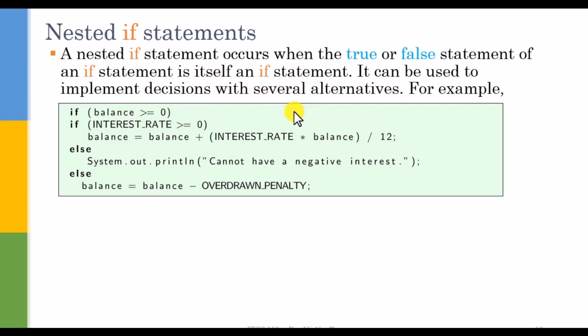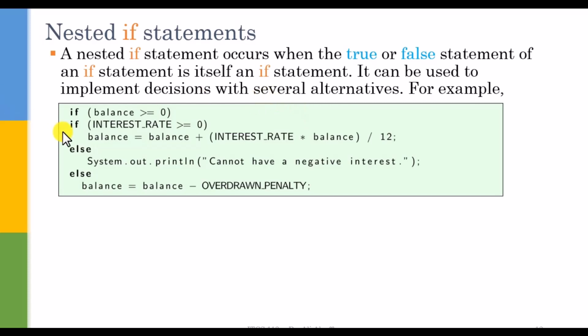If we have more than one condition, we have already implemented this in flowcharts. In flowcharts, if we have more than one condition, what happens? We check for the first condition. If it is true, we do something. If it is false, we go to another decision box, which is another if statement. So we say we have a nested if statement.